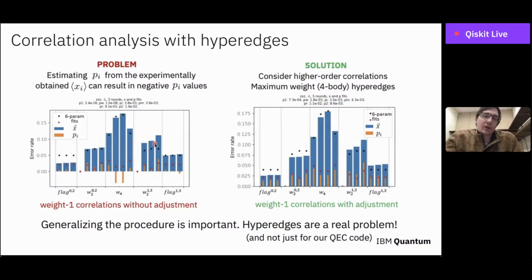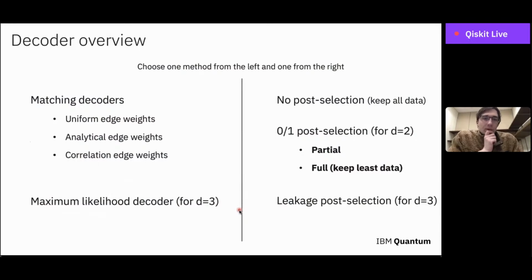Right, but if you do take into account the larger size hyper edges, then you can get rid of these negative estimated probabilities, and from the same data set, you get better estimates for the edge probabilities. Okay, so this indicates that generalizing procedure is important. The hyper edges are actually real, and this can occur in other quantum error correcting codes too. So I think this is important. Okay, so that was the analytical and correlation methods.